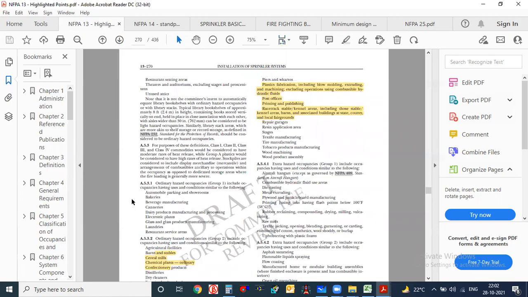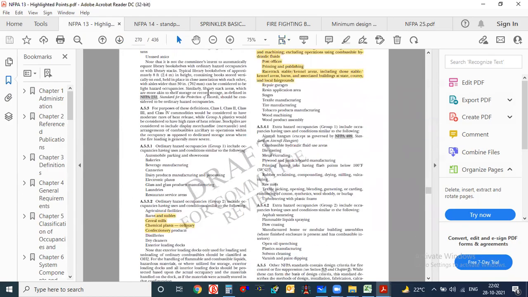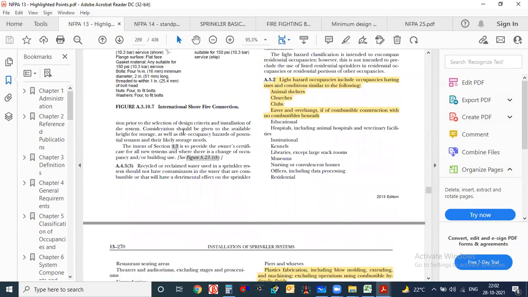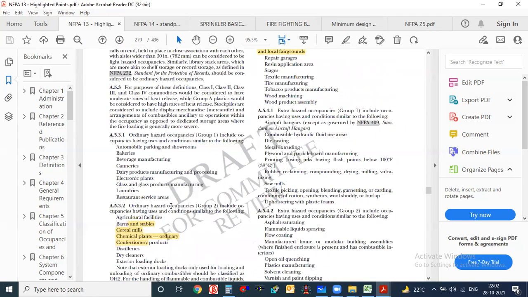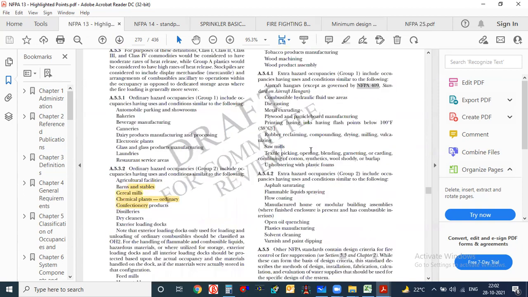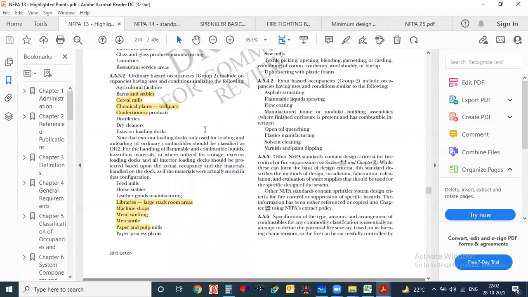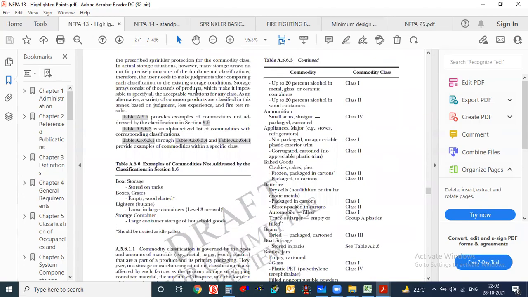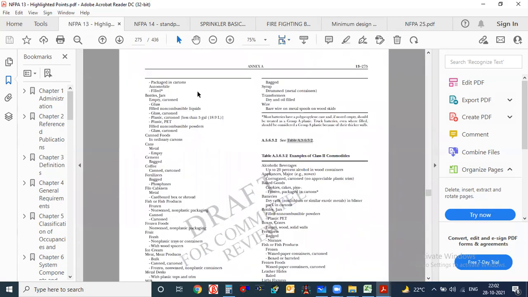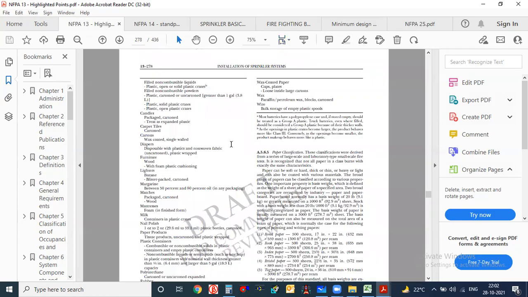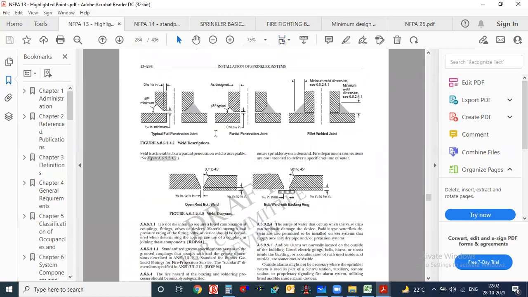Here is the classification of buildings: light hazard, ordinary hazard, extra hazard. This is the light hazard classification. This is ordinary group 1, group 2, and extra hazard group 1, group 2. This is the building classification given, so you can just follow this. Otherwise, nothing else is given here, just many things about storage type buildings.